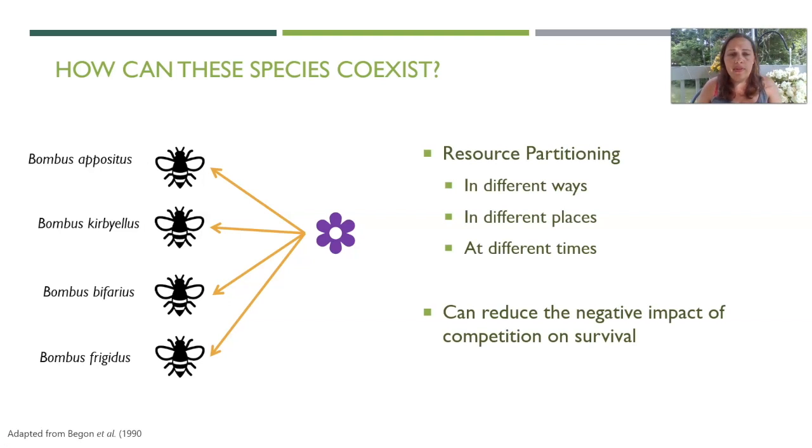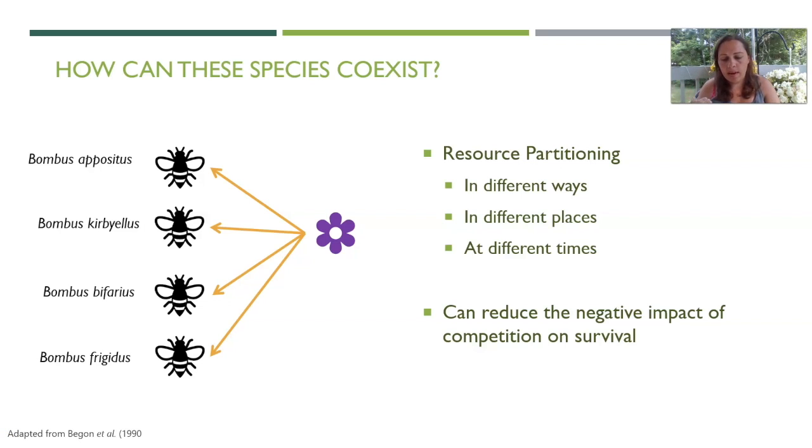They can handle this in a couple different ways. They can do what's called resource partitioning. They may use the same flowers, but they may use them at different times, in different places, or access them in different ways. What's great about resource partitioning is it can reduce the negative impact that competition has on survival. The whole goal is to survive, so if you're constantly competing, it's not great for your overall goal.